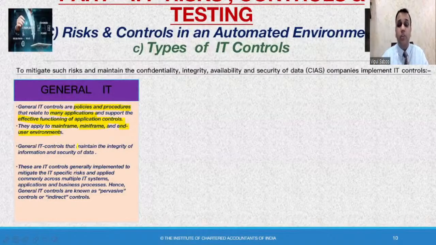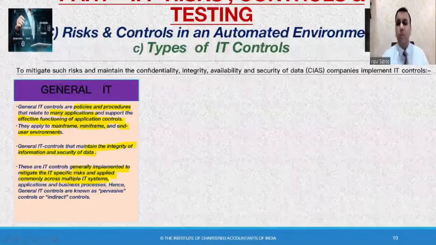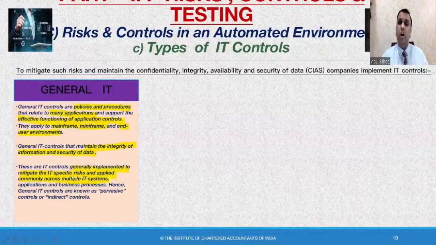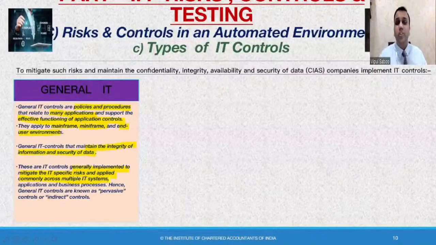General IT controls maintain the integrity of information and security of data, like your eScan or the antivirus, right? These are IT controls generally implemented to mitigate the IT specific risks and applied commonly across multiple IT systems. So they are common for every IT system, your antivirus, your firewalls. These are all common general IT controls. This includes the use of user IDs, passwords, everything. These are general IT controls.